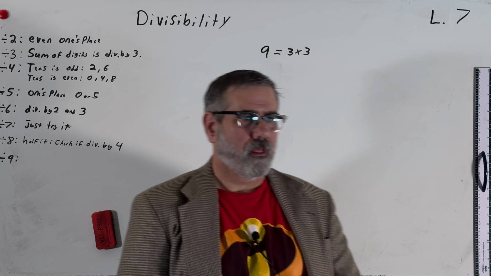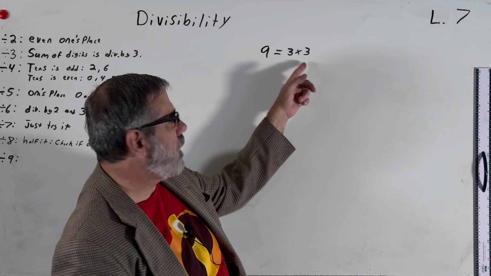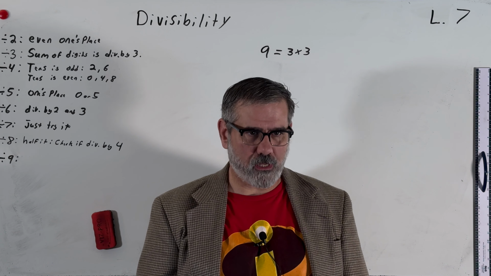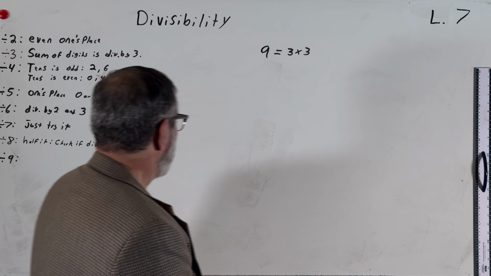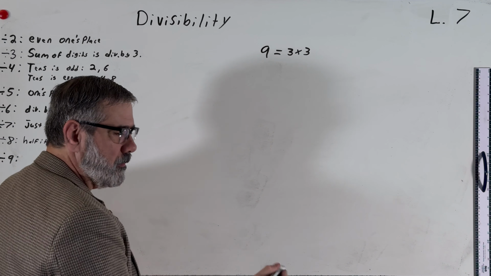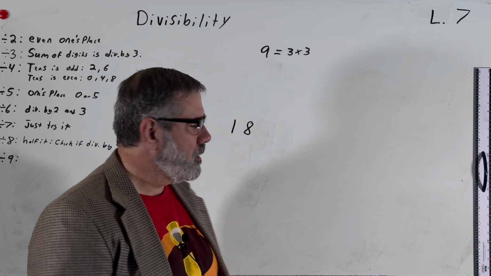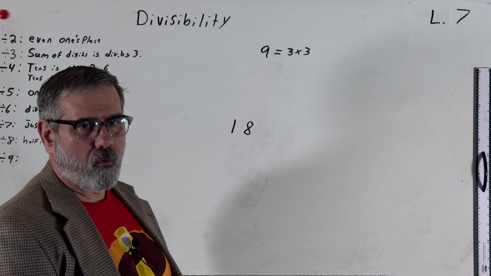And it does. And it turns out the consequence of it being repeated twice, two 3s, means that the sum of the digits has to be divisible by 9 itself. Okay? So let's do a simple one first, like 18. We know 18 is divisible by 9 because it's 9 times 2. If we add the digits up, what do we get? Well, 1 plus 8 is 9.